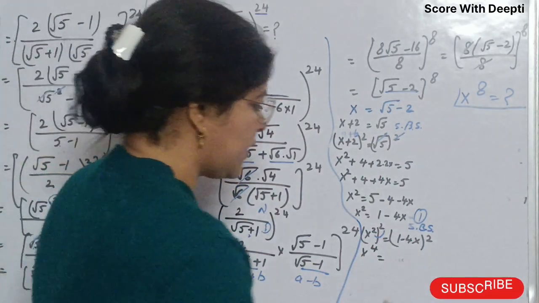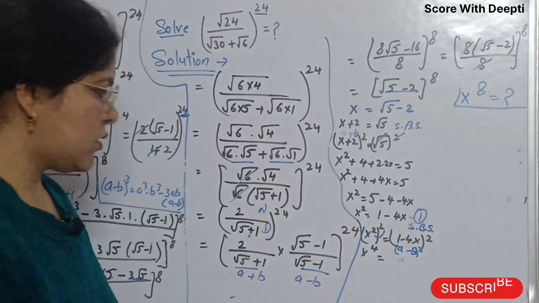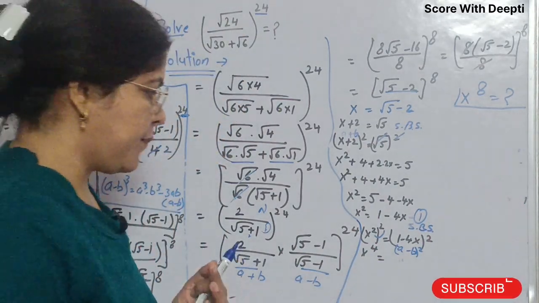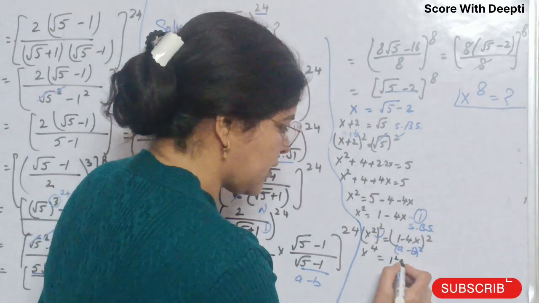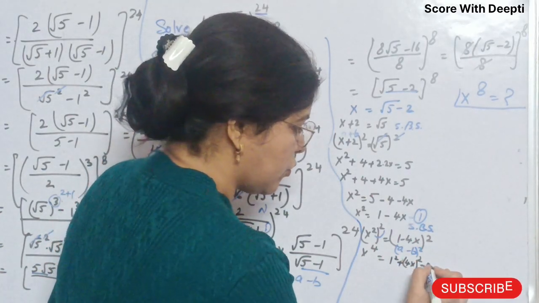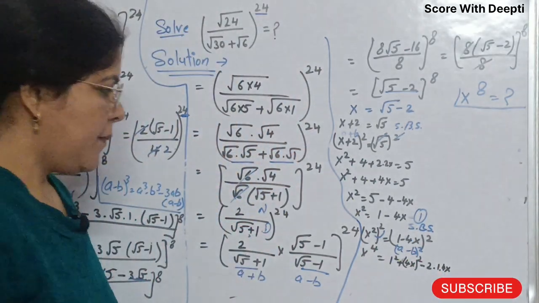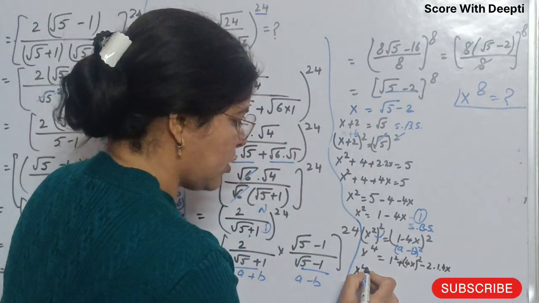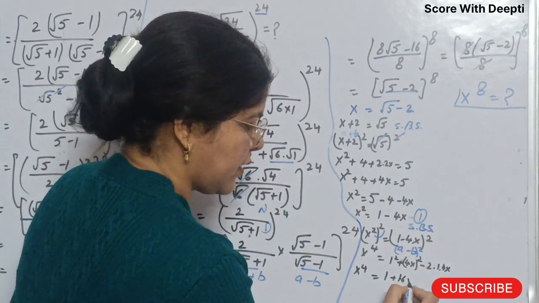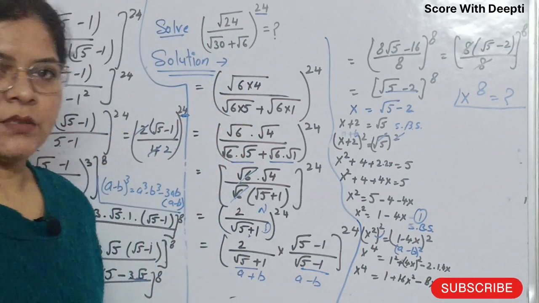here we apply a formula that is (a minus b) whole square, and (a minus b) whole square equal to a square plus b square minus 2ab, and here we write 1 square plus (4x) square minus 2 into 1 into 4x. Next we solve this and get x to the power 4 equal to 1 plus 16x square minus 8x.